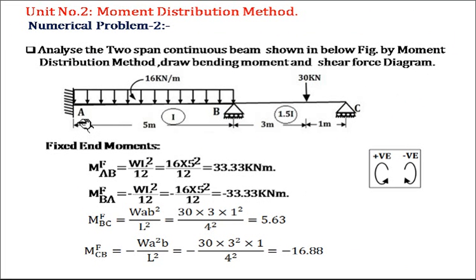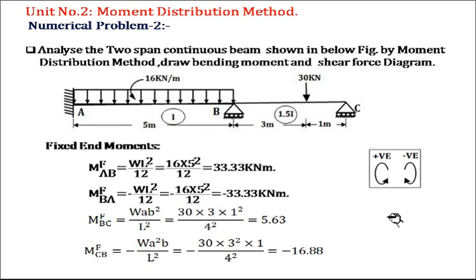This is the given continuous beam ABC. Member AB is loaded by a uniformly distributed load of 16 kN/m. The length of member AB is 5 meters and its moment of inertia is I. In portion BC, it is loaded with a point load of 30 kN at a distance of 3 meters from support B. The length of member BC is 4 meters. The moment of inertia of member BC is 1.5 I.